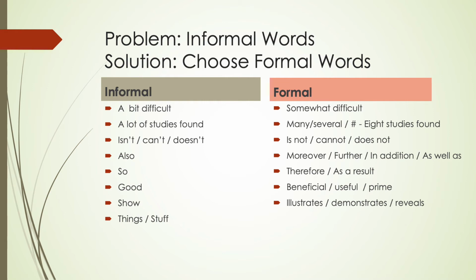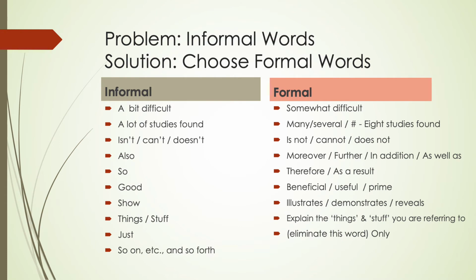Things or stuff. These words should be avoided in your academic papers. Instead, you should explain the things and the stuff you're referring to. Maybe they're concepts or ideas, or maybe they're items. Just. We should eliminate this word in our academic papers. Perhaps you could use only. So on, etc., and so forth.